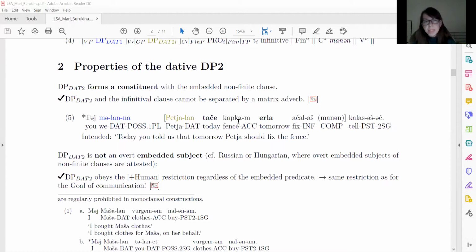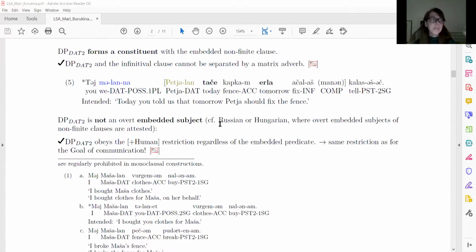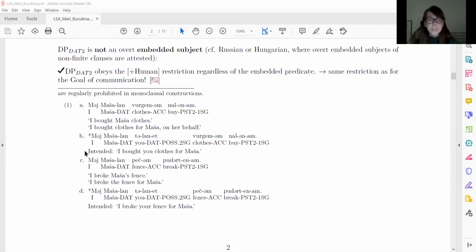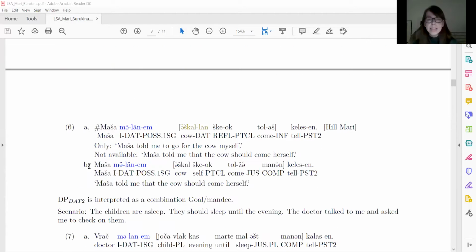And this can be seen in the fact that this DP dative is not selected by the embedded predicate. So it is restricted, but that restriction is there regardless of the kind of the verb, for example, we have in the embedded clause. So first, this DP dative must be plus human. It cannot be inanimate, and it can only be an animal, for instance, if we are talking about some kind of fairy tale context where animals can speak. So let me show you these examples in 6. I can say something like 6b. Masha told me that the cow should come herself. And this sentence is okay.